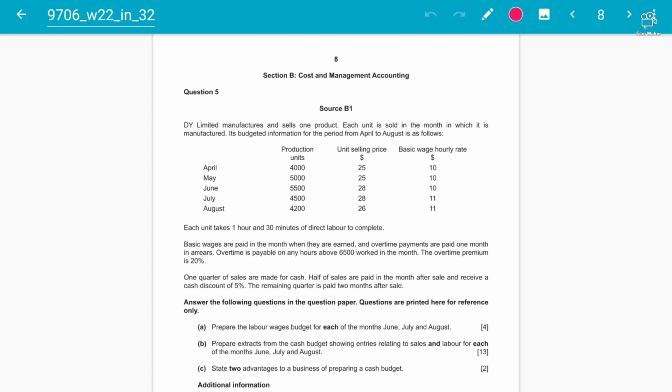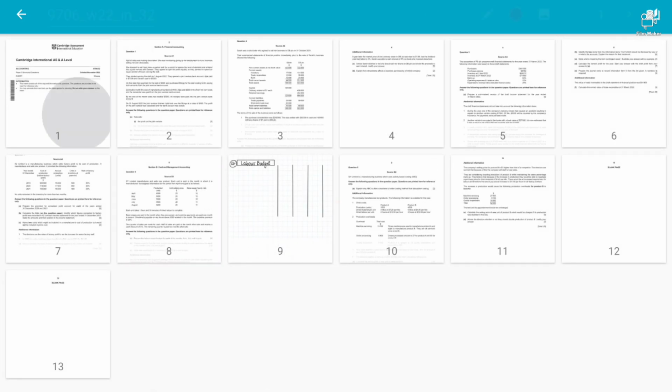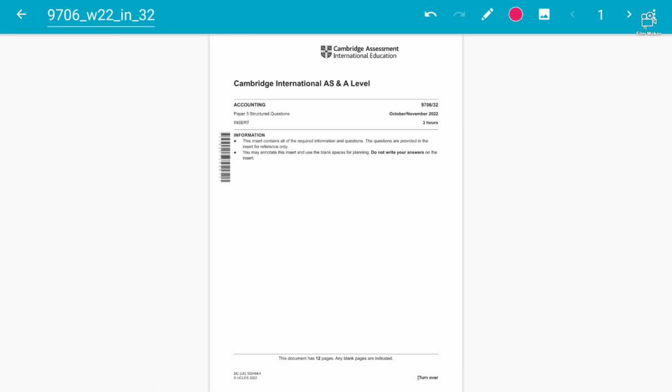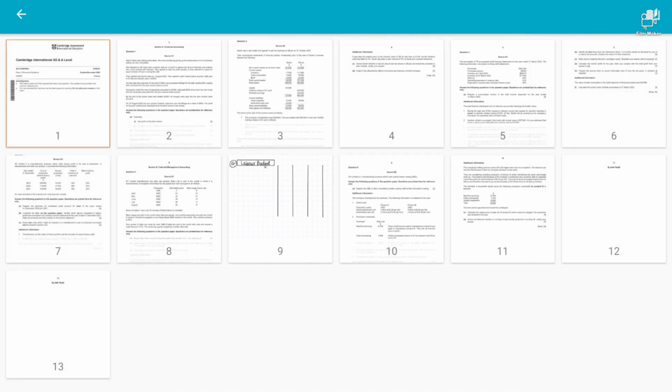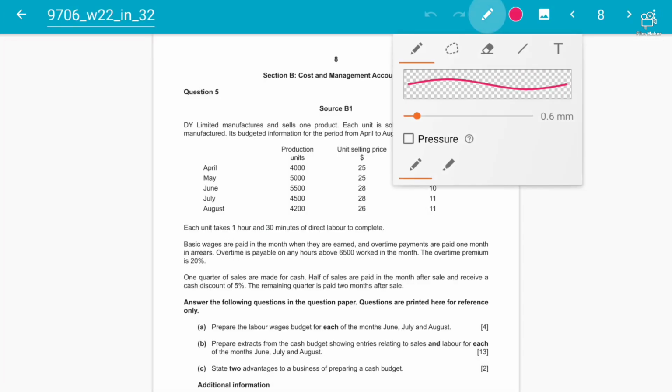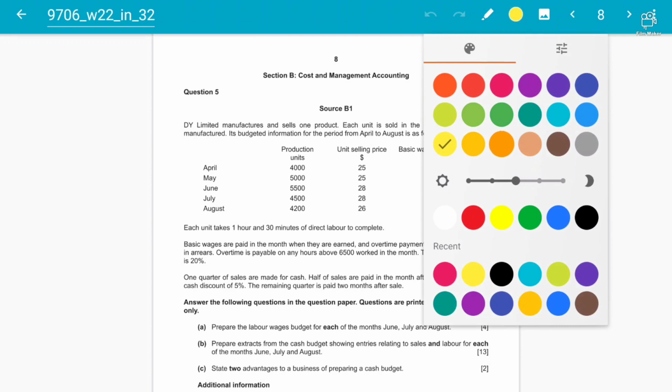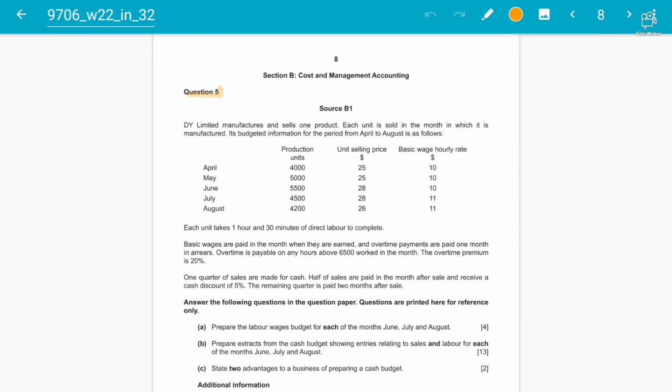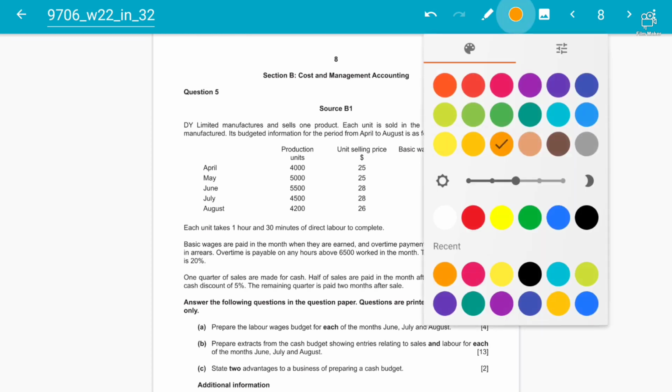So today we are going to discuss a budgeting question of A2 level accounting 9706. It's the recent paper of October-November 2022, paper 3 variant 2. I'm going to discuss question number 5. Although the paper pattern has changed, for practice purposes students have to use these questions. It's a very good question in which you have to make a cash budget as well as the labor budget, and we are going to discuss the whole of the theory as well.